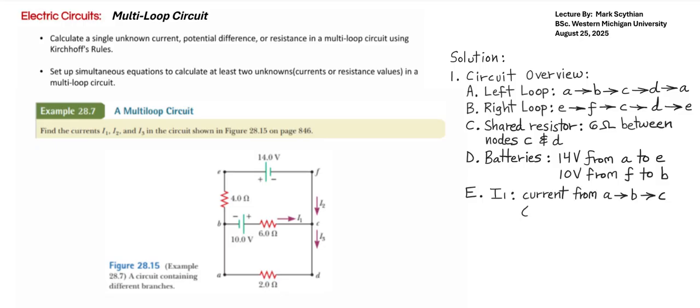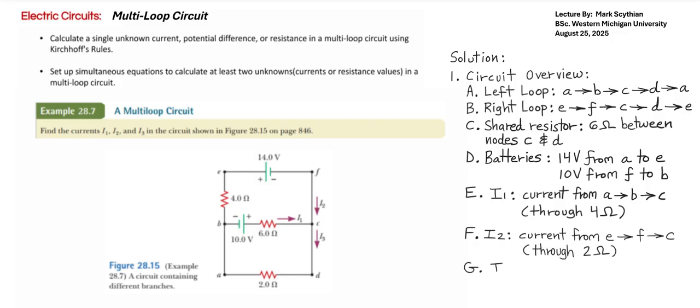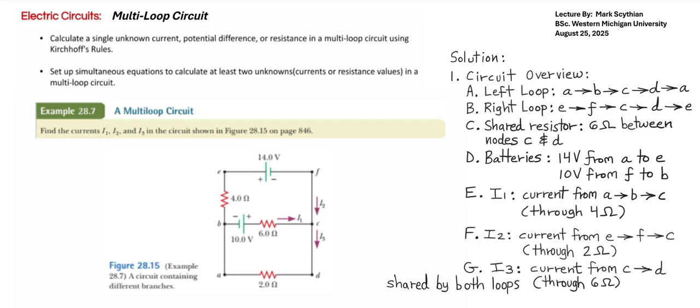And then current 1 is the current from A to B to C. That's through the 4 ohm resistor. And then we have current number 2, the current from E to F to C through the 2 ohm resistor. And then lastly, we have current 3, I3, the current from C to D through the 6 ohm resistor. So that is shared by both loops. If you look at the schematic and follow the circuit overview, you see the correlations of the left and the right loop behaviors.